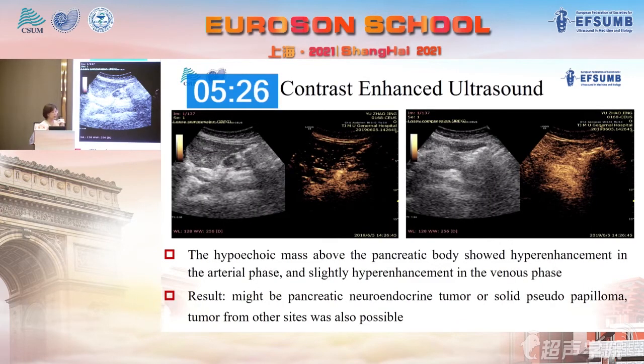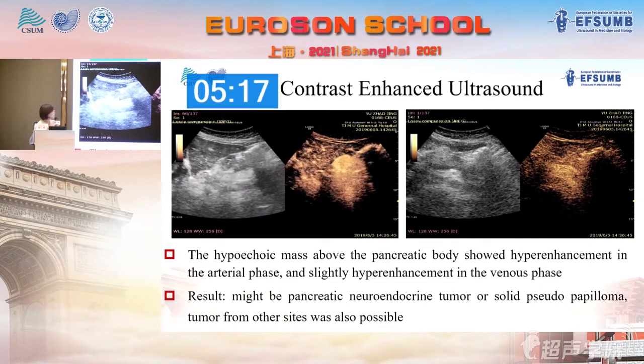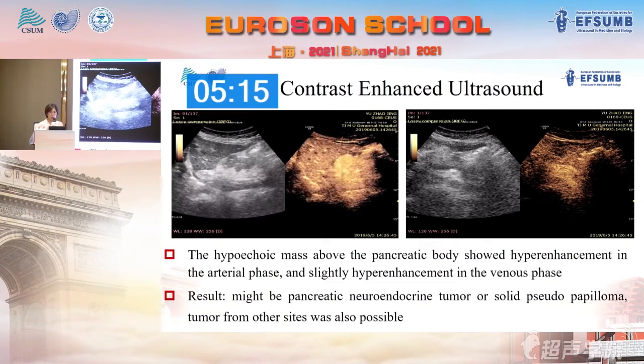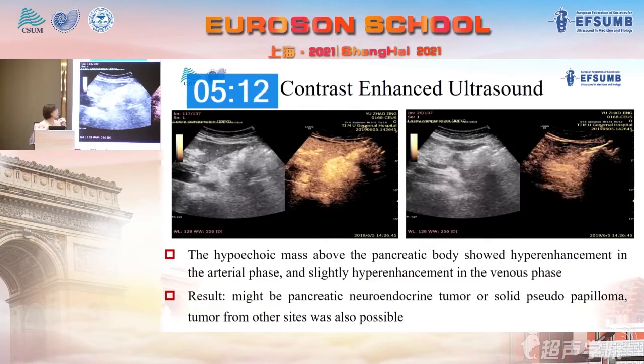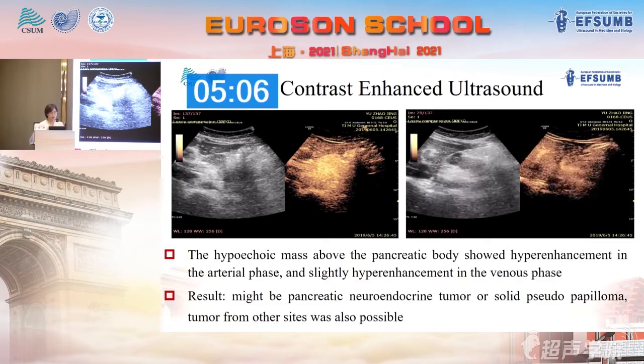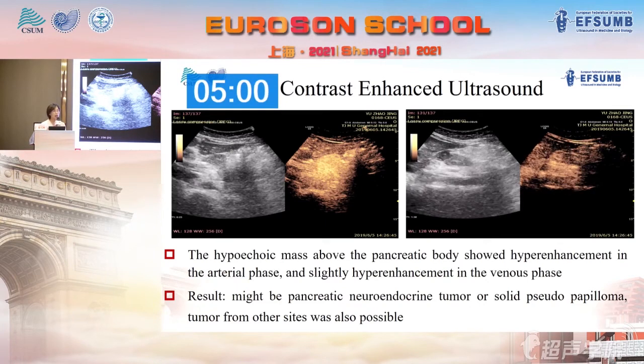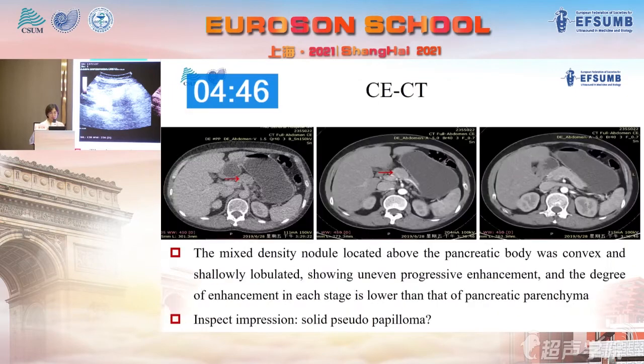These are the CEUS images. These are the arterial phase images. And these are the venous phase images. From the images, we can see the hypoechoic mass showed hyperenhancement in the arterial phase and a slightly hyperenhancement in the venous phase. And the CEUS gave the result that it might be a pancreatic neuroendocrine tumor or solid pseudopapillary tumor. Tumor from other sites was also possible.